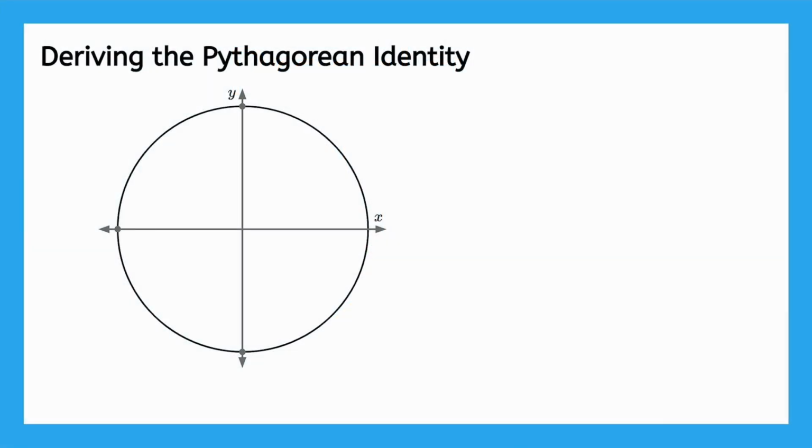Let's think back to the unit circle. What do we know about the unit circle? First, we know that the radius of this circle is 1, meaning that the distance from the origin to any point on the circle is 1. We also know this intersection between the side of an angle theta and the unit circle has an x-coordinate of cosine theta and a y-coordinate of sine theta.